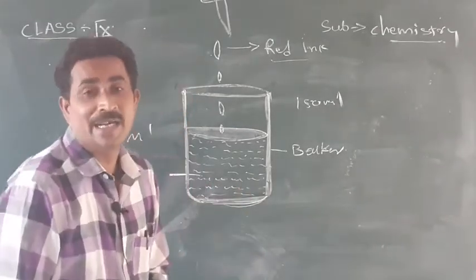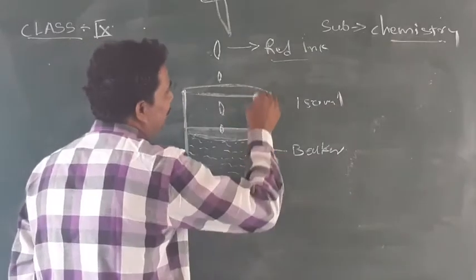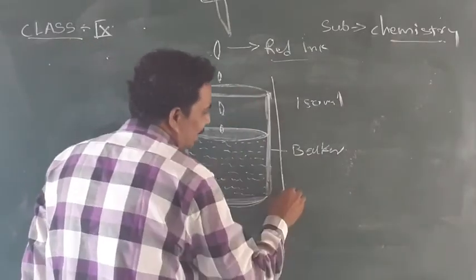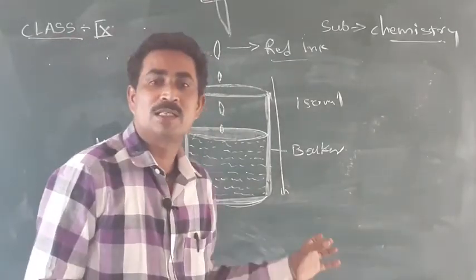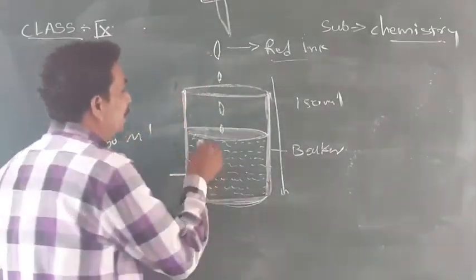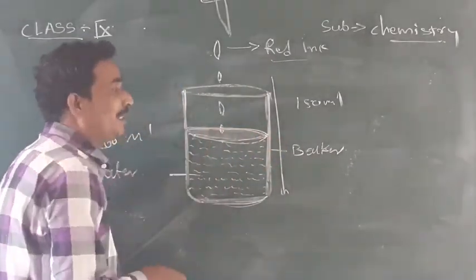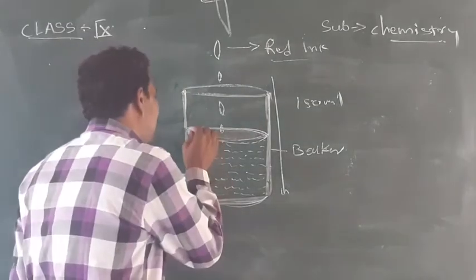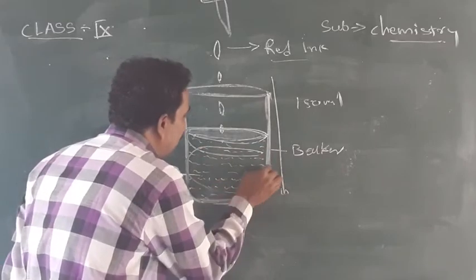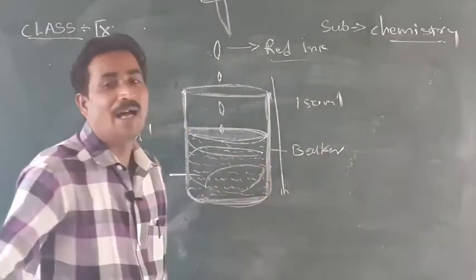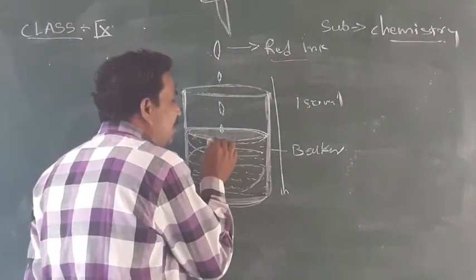When we add red ink or blue ink, what will happen? These particles do not go directly to the bottom of the water. They first reach the first layer of water, and then step by step, slowly and continuously moving, they reach the bottom area by a slow process. This means the particles of matter are continuously moving.